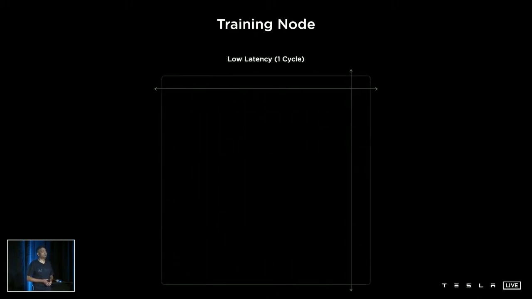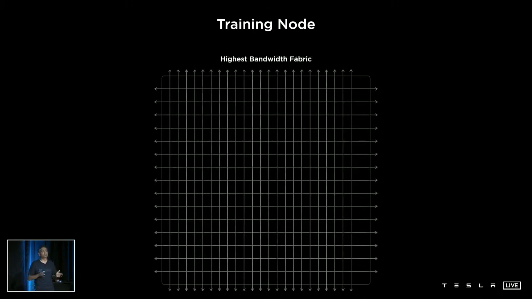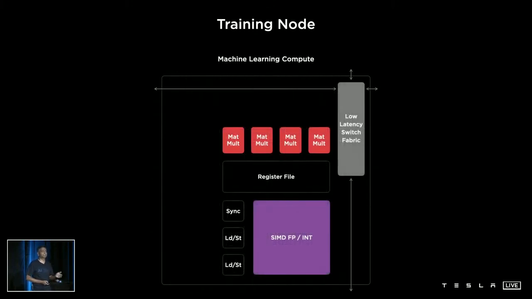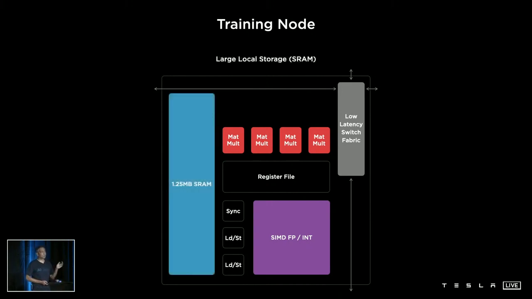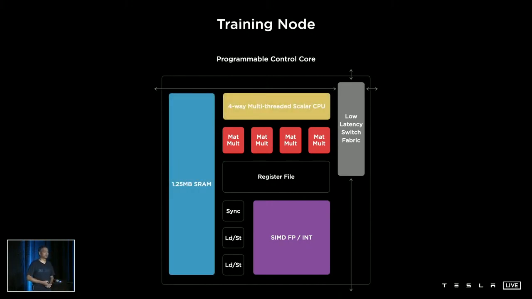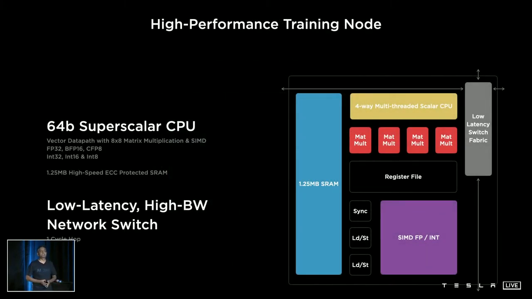What we did was we picked the farthest distance a signal could traverse in a very high clock cycle, in this case, 2 gigahertz plus. And we drew a box around it. This is the smallest latency that a signal can traverse, one cycle at a very high frequency. And then we filled up the box with wires to the brink. This is the highest bandwidth you can feed the box with. And then we added machine learning compute underneath, and then a large pool of SRAM. And last but not the least, a programmable core to control. And this gave us our high-performance training node.